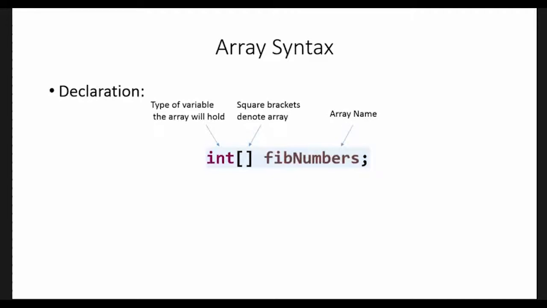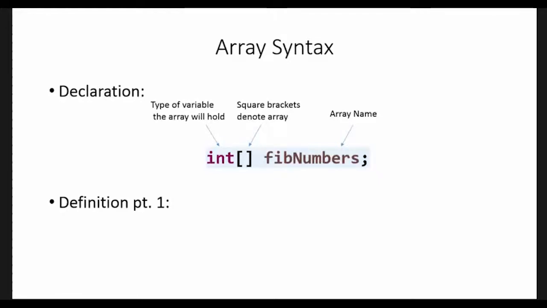And this is just like a variable name. It's something that you create. Again, it should probably have something to do with what it's going to actually hold. So you could probably guess that this is going to hold Fibonacci numbers. And then we've got, always in Java, our semicolon to end the line. Okay, so that's the declaration.